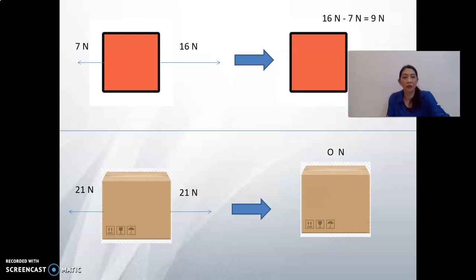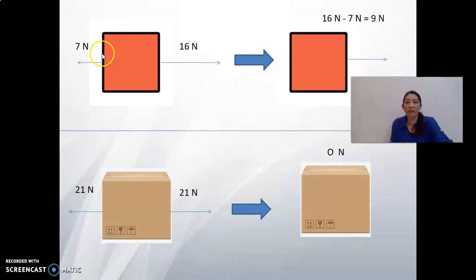So number 3 example is 7 Newton and 16 Newton. The right side is greater than the left side. So the force is 16 Newton minus 7 Newton equals 9 Newton. So this is the greater, so the arrow is here. So you need to write the arrow going to the right.